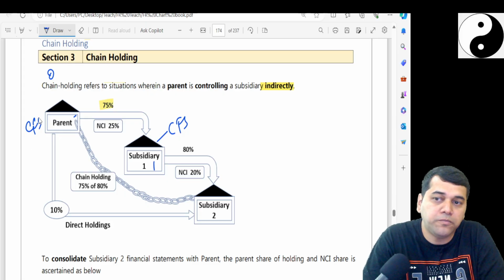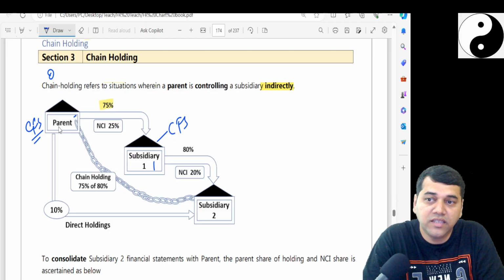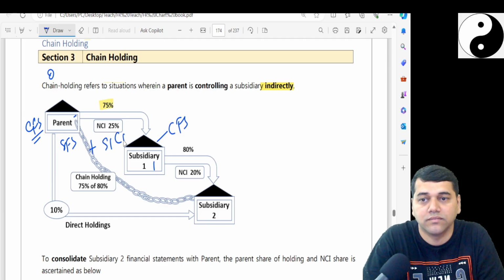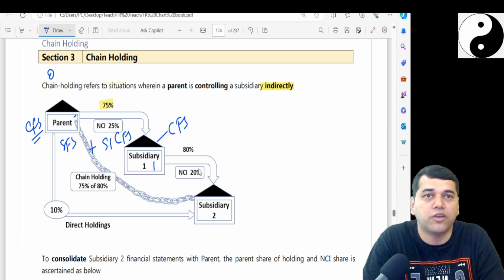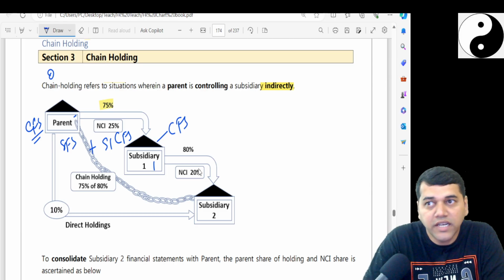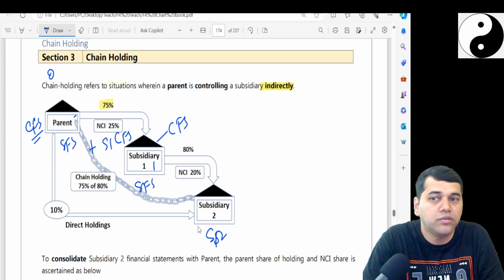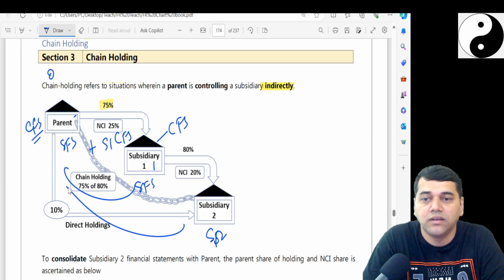Now, how can this parent prepare CFS? There are two ways you can do it. One, take your SFS plus take the CFS of S1. Finish. You prepare your CFS, because already all intercompany eliminations and adjustments would have got settled. Alternatively, take SFS of S1, take SFS of S2, take your SFS and start consolidating. Which method do they generally go for? They go for the second method.